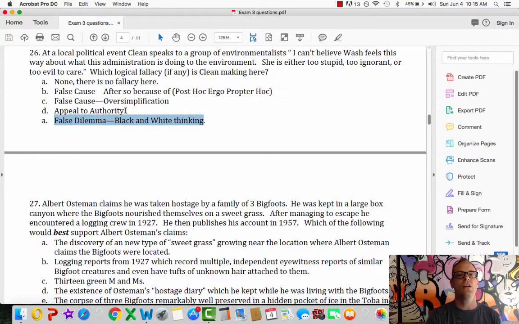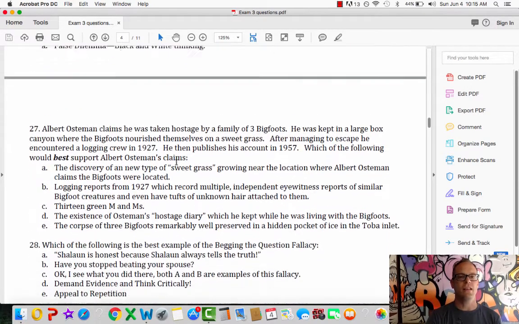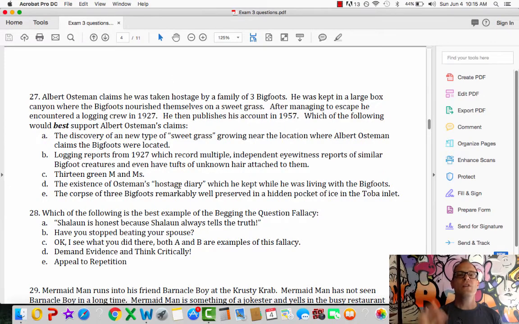And the option here, appeal to authority doesn't help, false cause. Neither of those fallacies are in play. And of course, there is a fallacy here. I just described it, black and white thinking. All right, number 27 is a question about Albert Ostman and Bigfoot. And what I'm asking you here is what would be the best support for Ostman's claims? So you need to know in this question that I'm asking you about an extraordinary claim. And an extraordinary claim, in order to be established, needs extraordinary evidence, right?